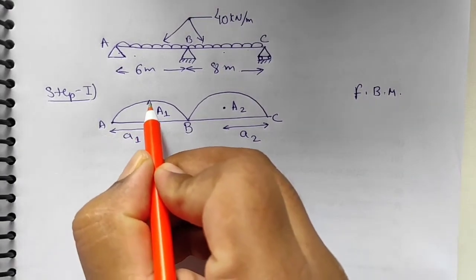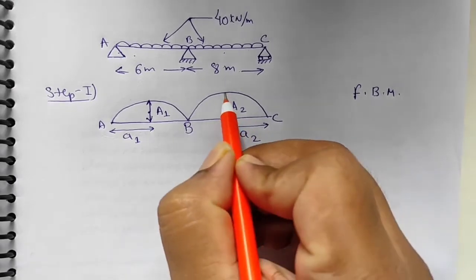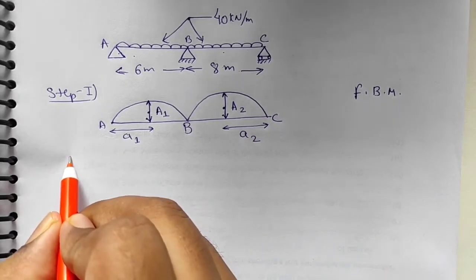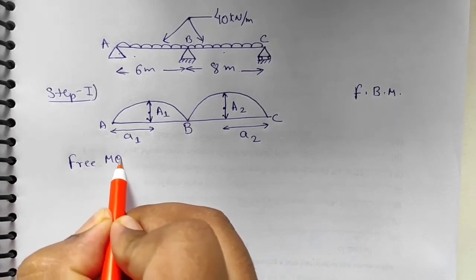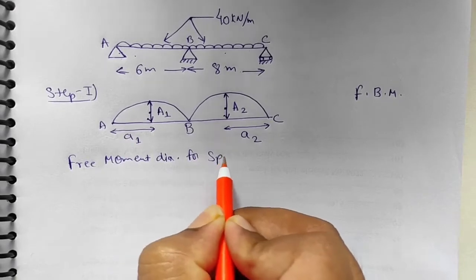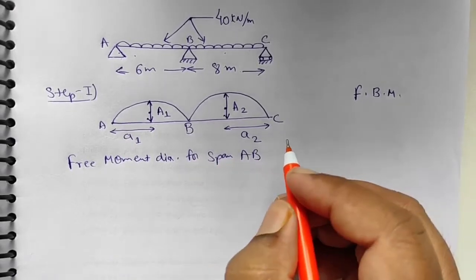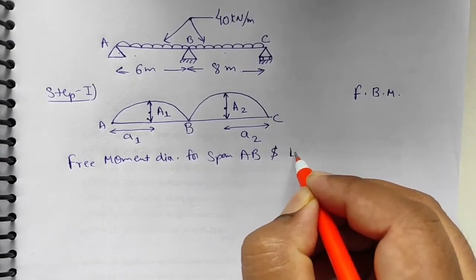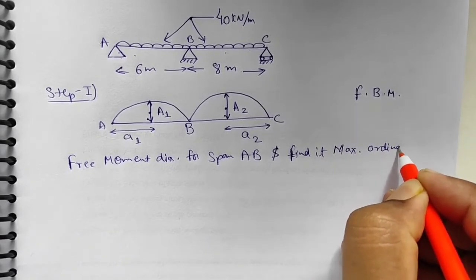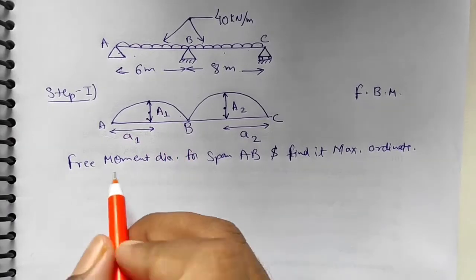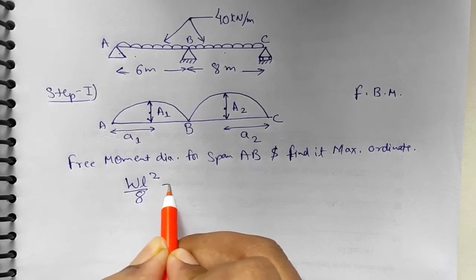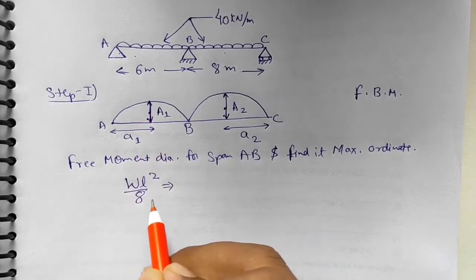Now we will find the maximum ordinate in this parabola and similarly the maximum ordinate of the other parabola. First of all, let us consider the free moment diagram for the span AB and find its maximum ordinate. Here the maximum ordinate will be WL square by 8, as we know that the maximum ordinate for a parabola is WL square by 8.